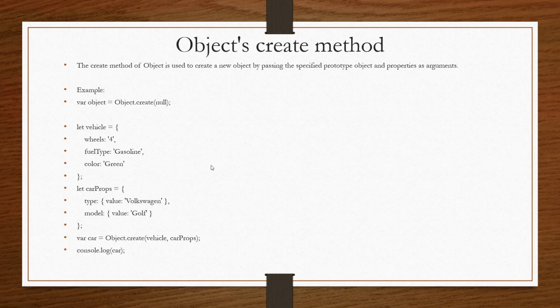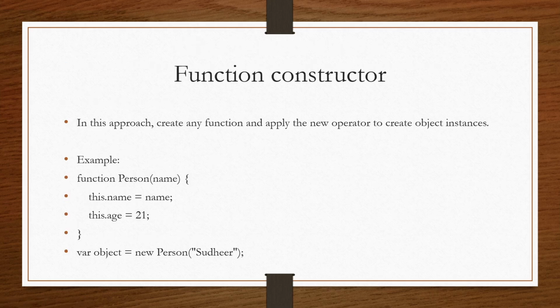Now let's discuss the function constructor. You can create any function and use the new keyword to create an object instance. This approach is simple and effective for creating an object with specified properties. Here we have a function named Person, and we have provided the argument name. After that we have created the object using the new keyword, and here we have provided the name of that person, Sudhir. So here the function actually takes care of the object creation.